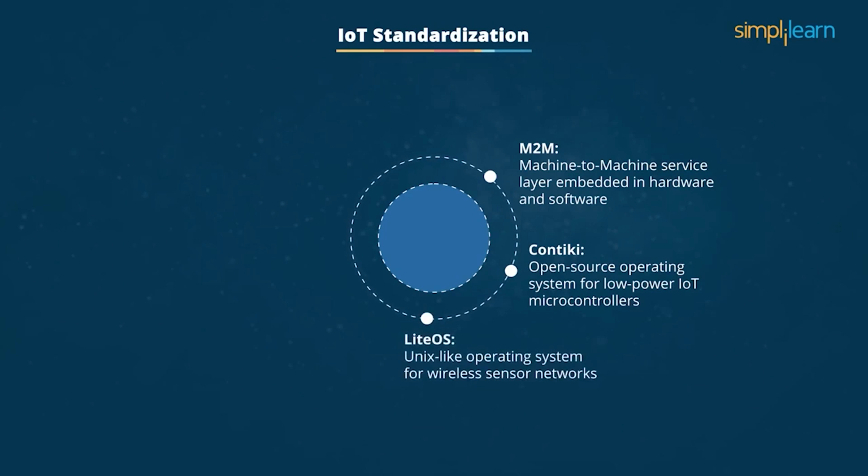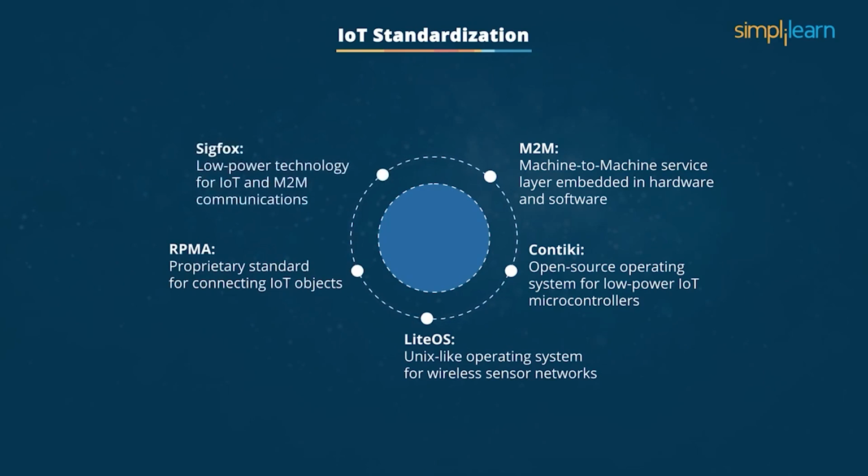LiteOS, a Unix-like operating system for wireless sensor networks. Random Phase Multiple Access. This is a proprietary standard for connecting IoT objects. The last one is Sigfox, a proprietary low-power, low-throughput technology for IoT and M2M communications.